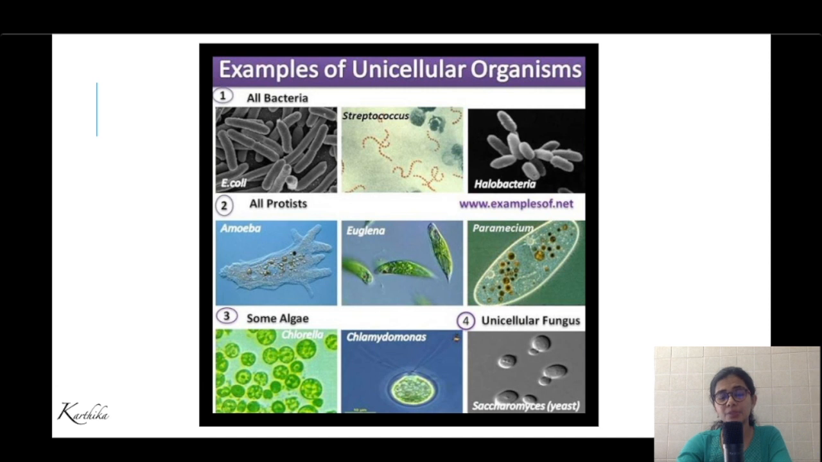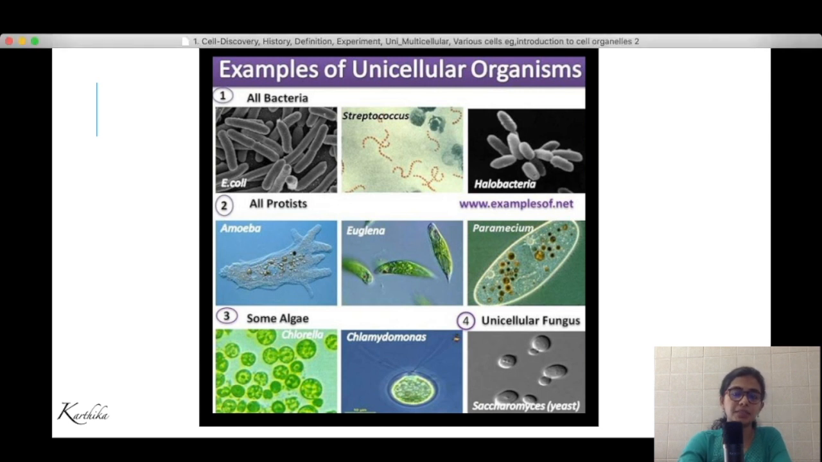These are some of the examples of unicellular organisms. The first three are examples of bacteria that are unicellular. The first one is E. coli. These are found inside our intestines. Many are harmless, some are beneficial, some are harmful and cause conditions like diarrhea. Then the streptococcus, these bacteria sometimes cause throat infections. Then halobacteria, which are found in oceans, and some of them are used in food as food dye because they have pigments.